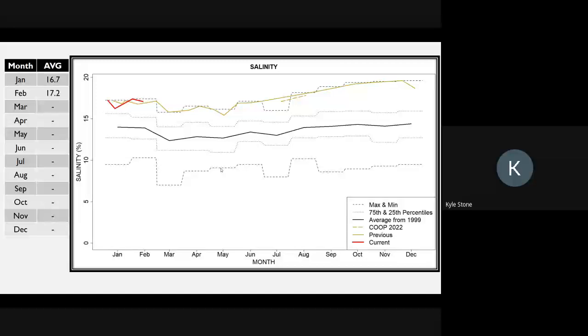Does that help? Yes, thank you. Perfect. I think that covers salinity.